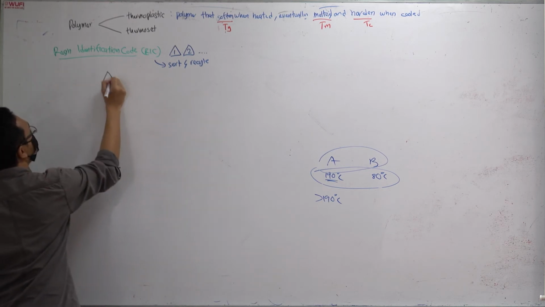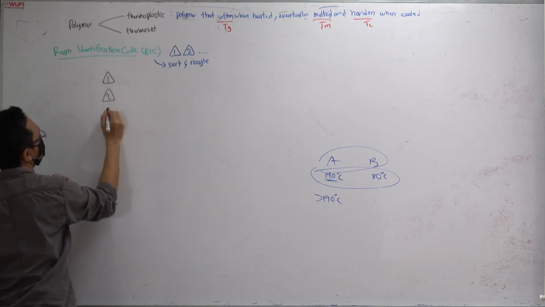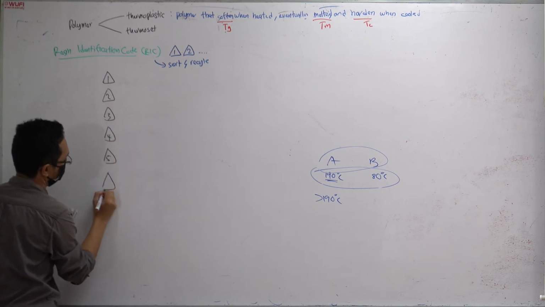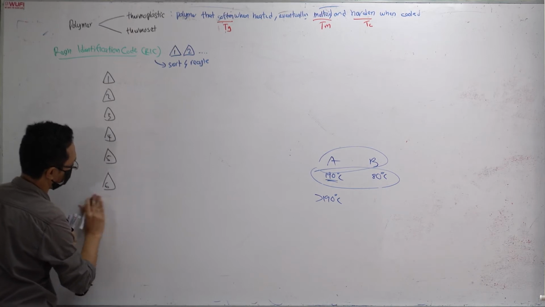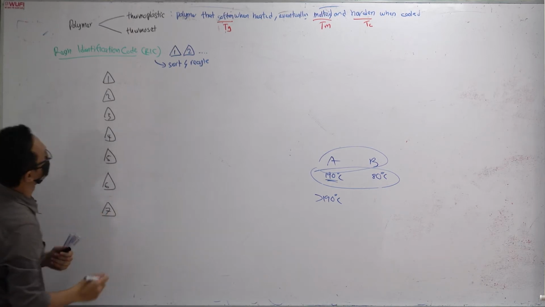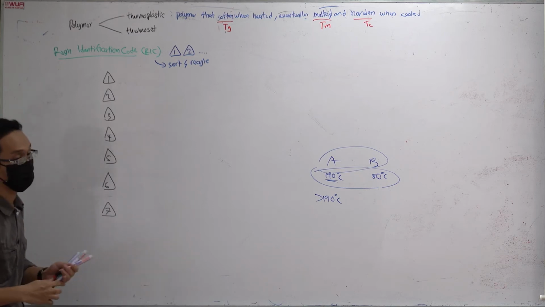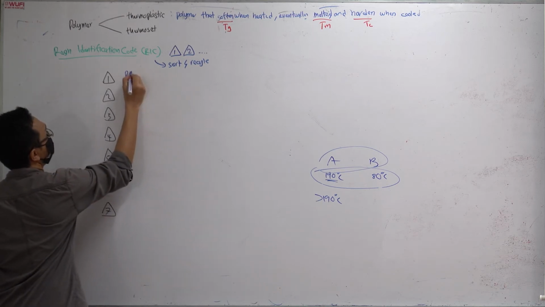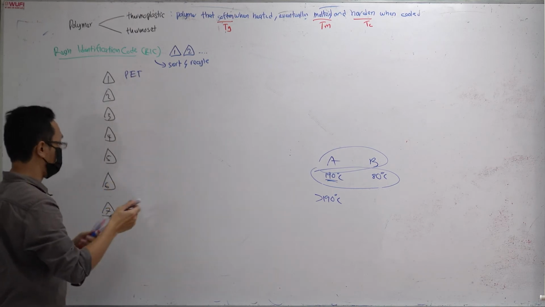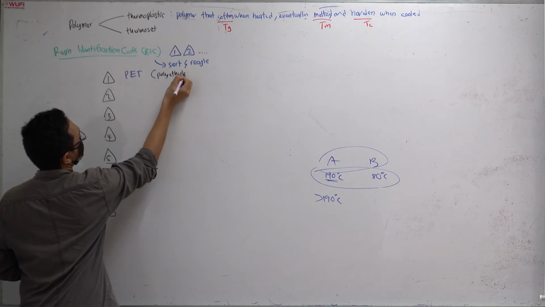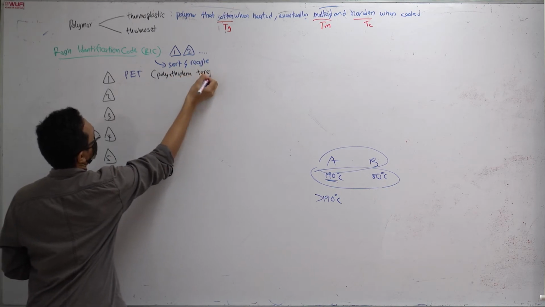So you have basically 7 of the what we call the RIC: 1, 2, 3, 4, 5, 6, and 7. The number 1 stands for PET. PET is basically polyethylene terephthalate.